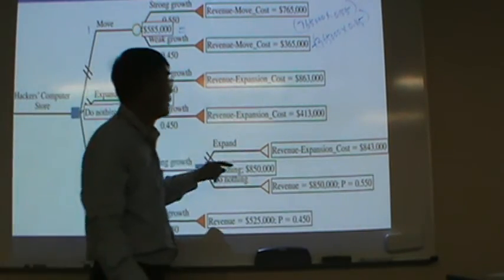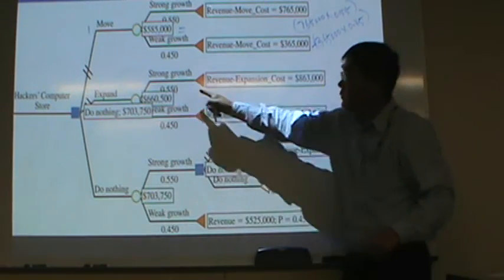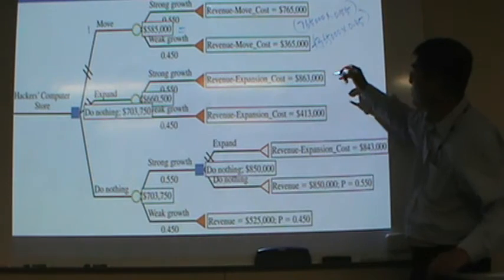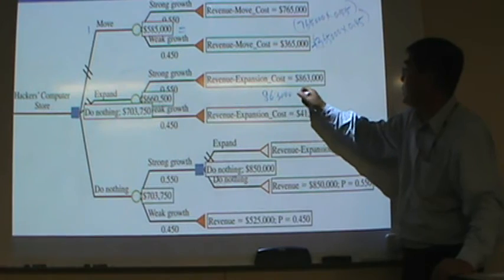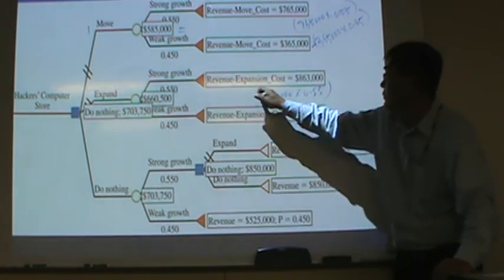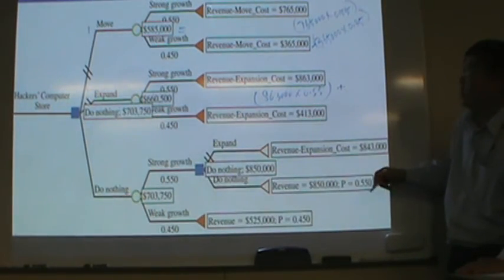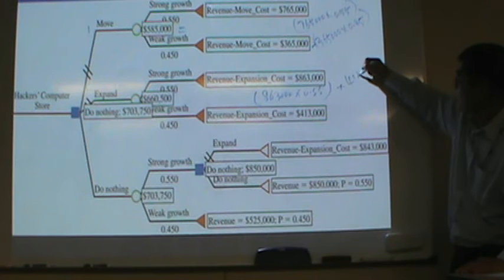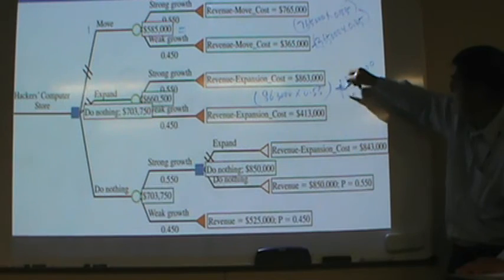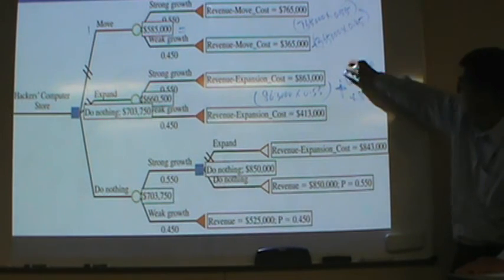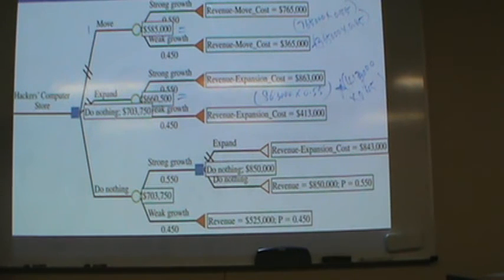And next option, expand the existing location. Strong growth, $863,000 with a 55% chance. So it will be $863,000 times 0.55 plus a 45% chance of $413,000, $413,000 times 0.45, equals 660,500.